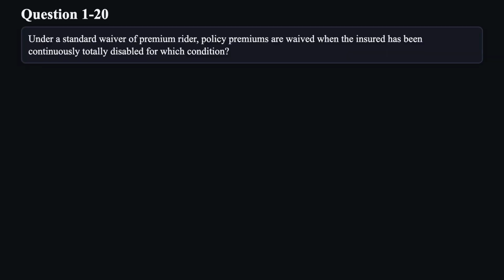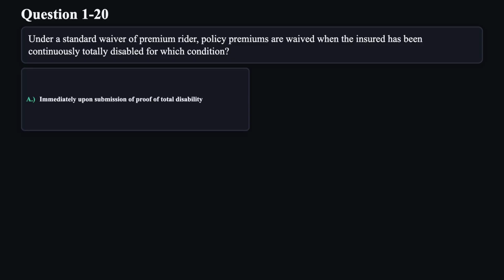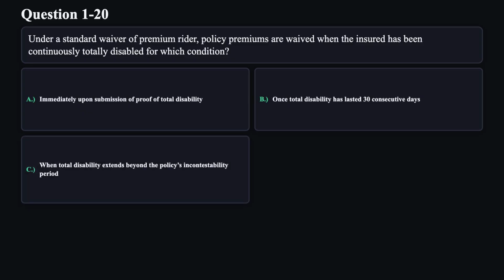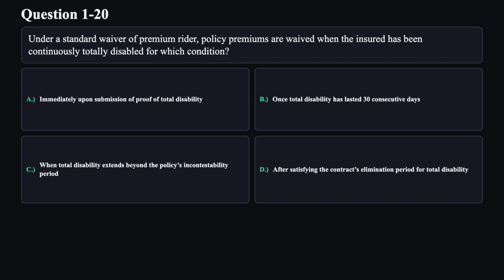Question 20. Under a standard waiver of premium rider, policy premiums are waived when the insured has been continuously totally disabled. For which condition? A. Immediately upon submission of proof of total disability. B. Once total disability has lasted 30 consecutive days. C. When total disability extends beyond the policy's incontestability period. D. After satisfying the contract's elimination period for total disability.